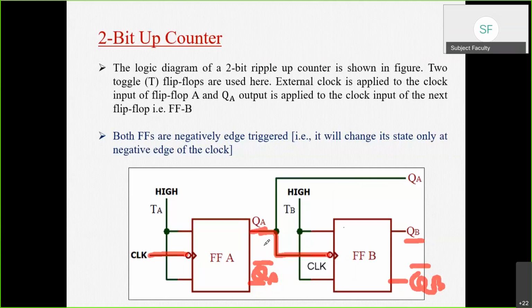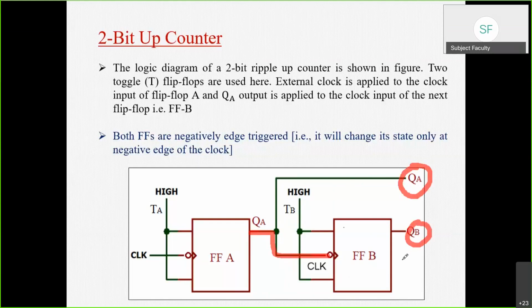Simply two flip-flops are used. Both flip-flops are nothing but T flip-flops. This connection is very important, that the output of the first flip-flop is given as a clock to the second flip-flop. This is a very important connection. And then what we have done, the QA we have taken outside, and again QB is nothing but output.